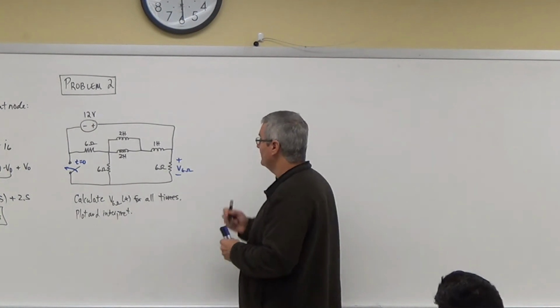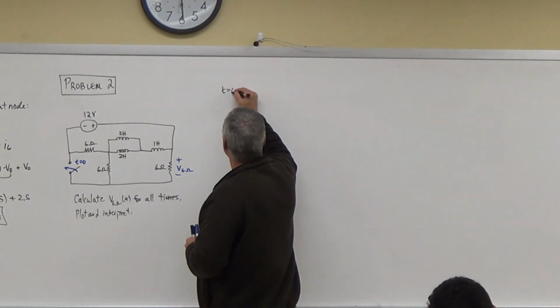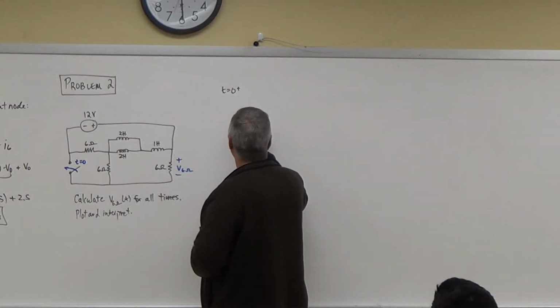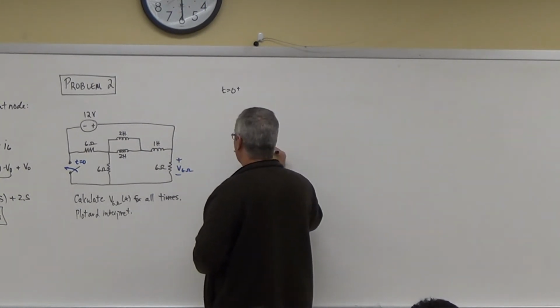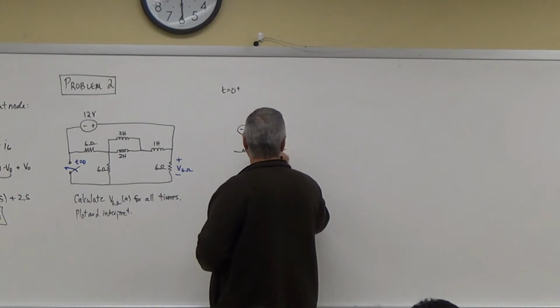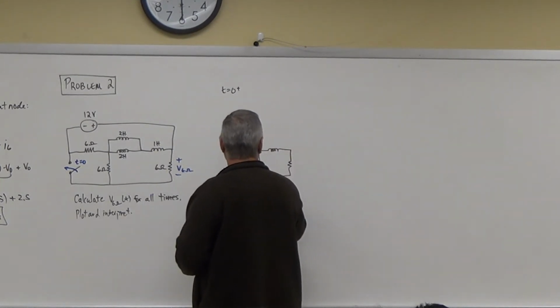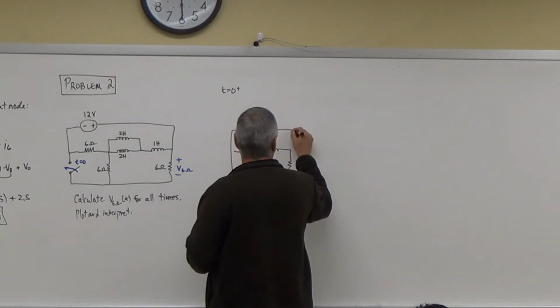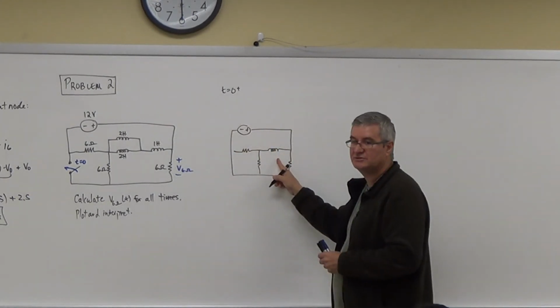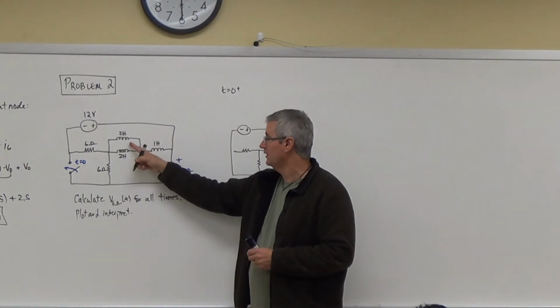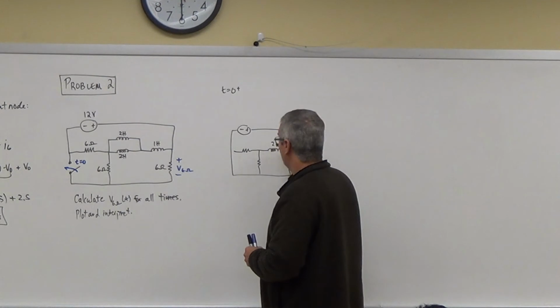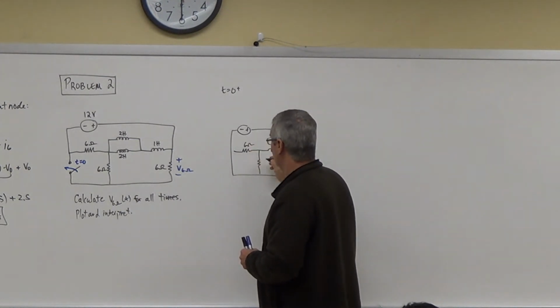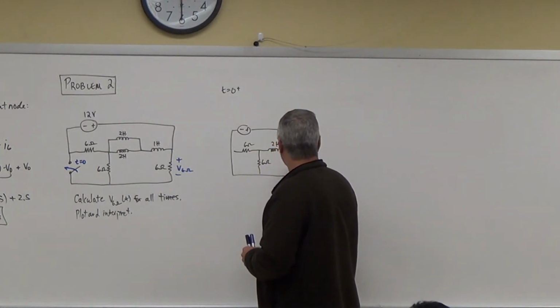So if I look at t equal to 0 plus, I have this. And then I'm going to reduce that to 1 resistor or inductor here. So that's 1, and 1 plus 1 is 2. So I get a 2 Henry inductor, and I get a 6 ohm, a 6 ohm, a 6 ohm.